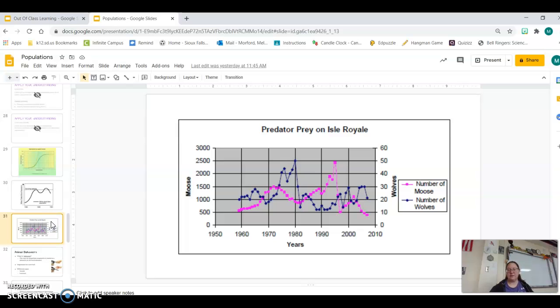Now this one, be careful with these line graphs that have two different variables because there's two y-axes and one x-axis, and you've got to make sure that you're looking at the right color to represent the correct population.